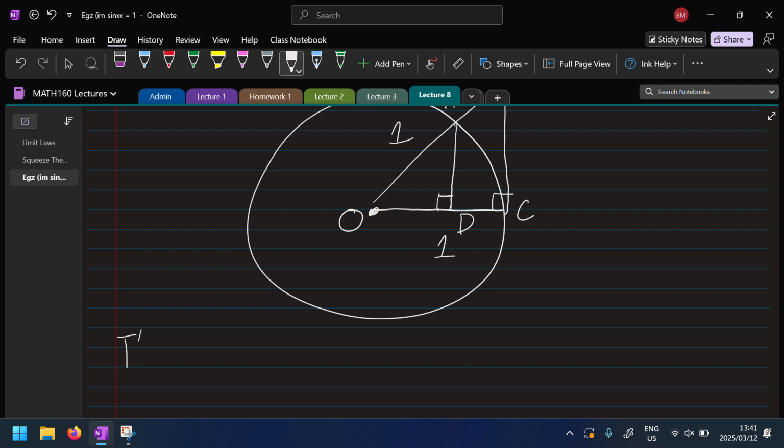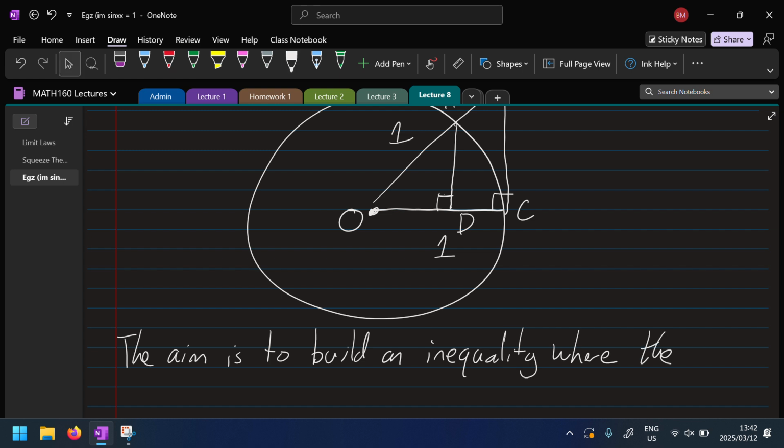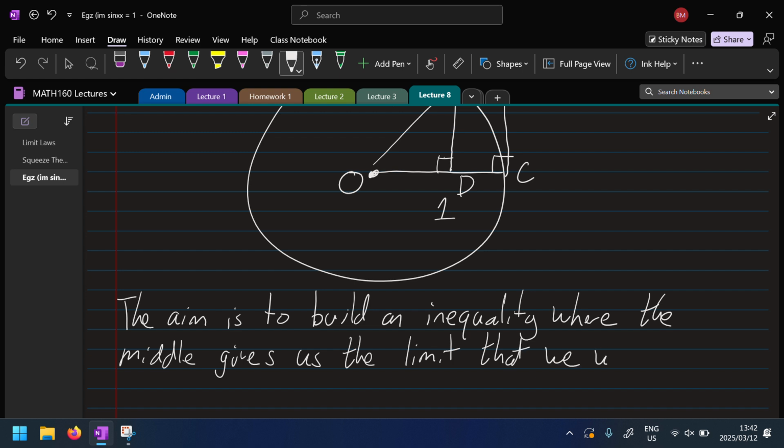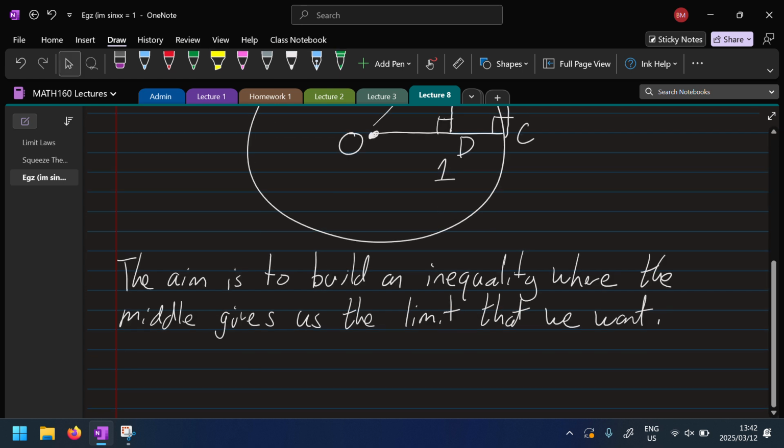Okay, so let's write what we want. So the aim is to build an inequality where the middle term gives us the limit we want. So that's the aim. And if we can do this, we can then use the squeeze theorem on all three parts of the inequality and get the limit that we want.